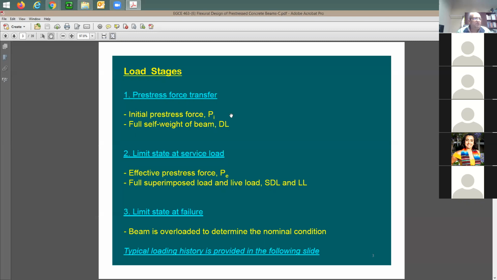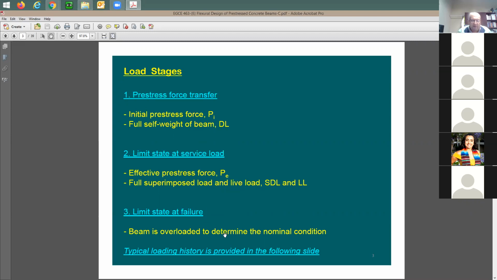Now, second stage, when you apply the service load. Now you have the service load. For sure, at that time, the stress level is gonna drop down to PE. You're not gonna be at PI now, right? Because you put the beam to service, it has been a while, the concrete has been cast, pre-stress has been transferred, losses has taken place. Now you're gonna have total load and you're gonna have PE. We have done both of these two steps, but we didn't do the overload.